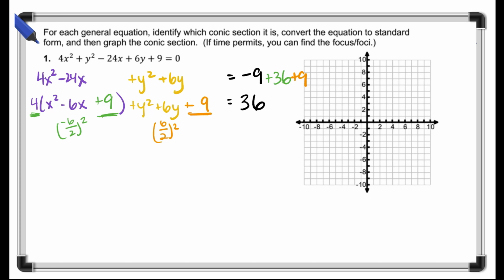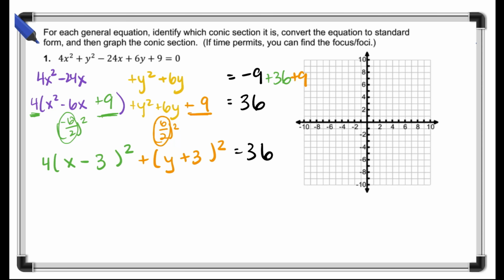So now let's go ahead and reorganize what we have here. We can factor this, and let's take that 4 because we do have to keep it there. Let's take our x, and then this will be a minus 3, and that'll be squared. And then we're going to take the y, and with 6 over 2, which was that 3, so 3 squared. And then we had this equal to 36.